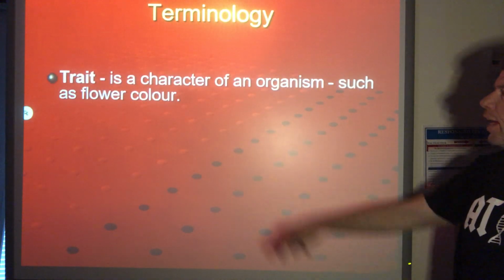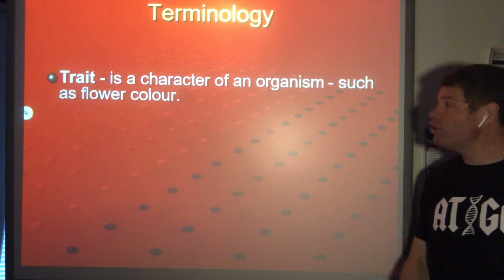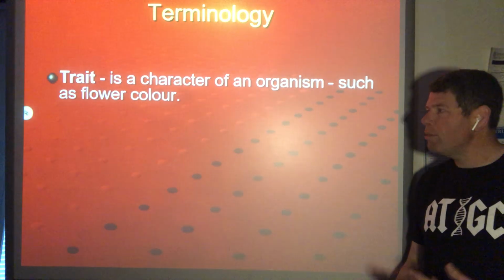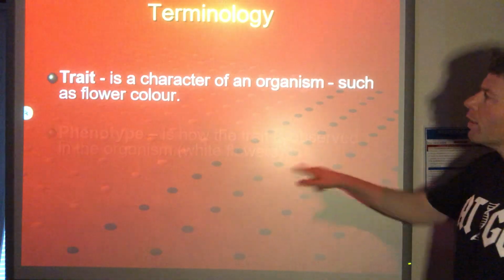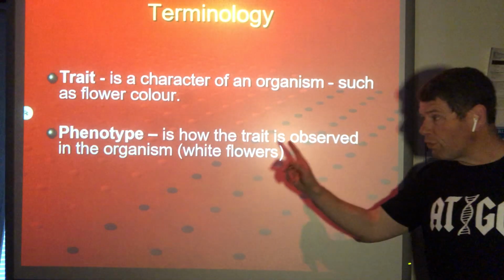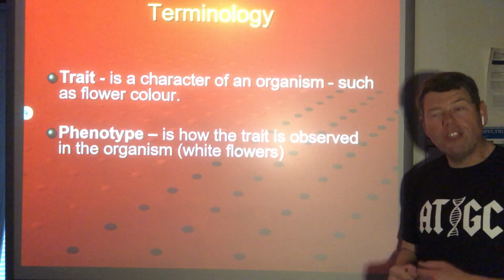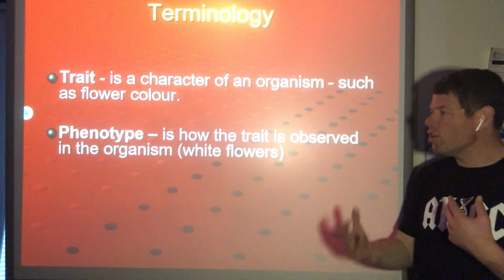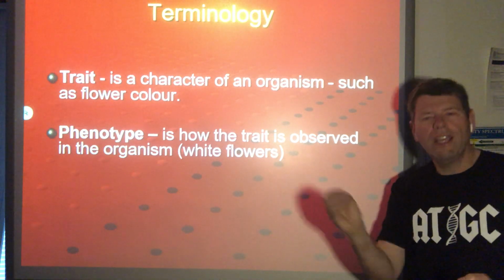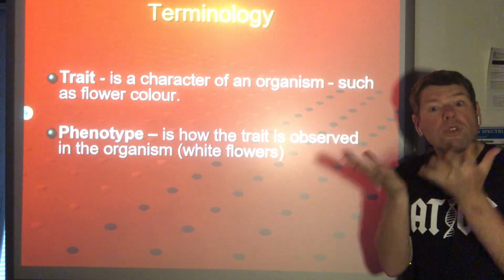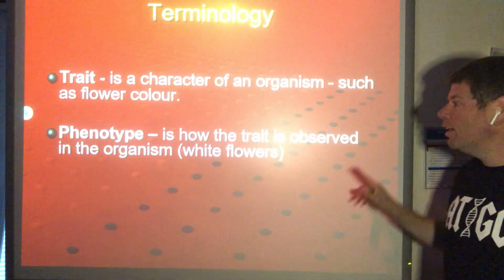Now, some vocabulary as promised. So we're talking about traits. Traits are characteristics of an organism, such as the color of a flower or the height of a human. We're going to have this term phenotype. Phenotype in genetics is how the trait is observed. I often think phenotype like physical. It's what we actually observe or see.